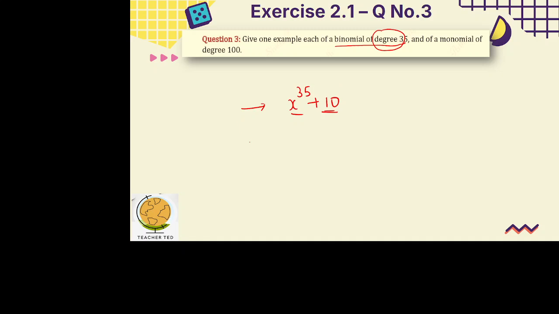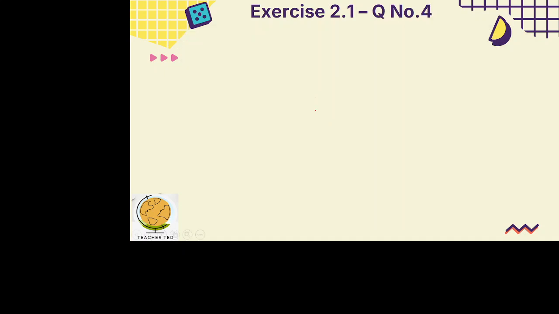And a monomial of degree 100. For the second case, I can write y to the power of 100. Since there is only one term here, which is called a monomial. If you are not catching these things, you can go back to my first video where I have explained the types of polynomial in different categories.